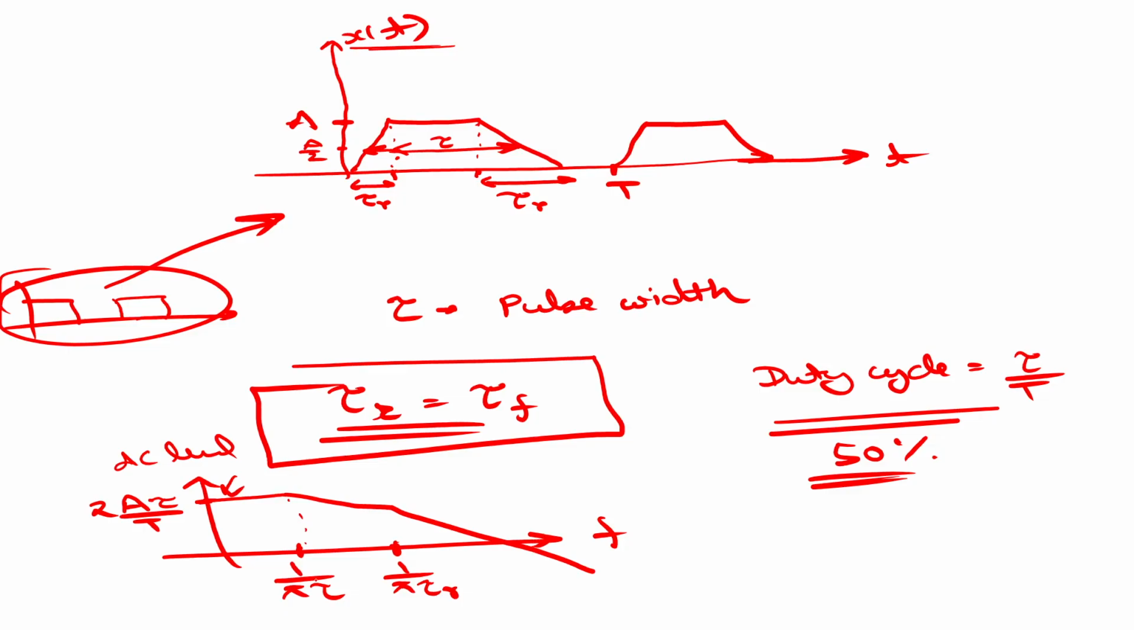So if we notice this, because the duty cycle depends on tau by T, if we change the duty cycle, there will be a change in this first breakpoint frequency and the DC level. But there won't be any change in the second breakpoint frequency. So that's a conclusion of what has been studied.